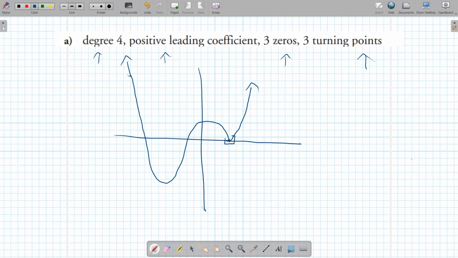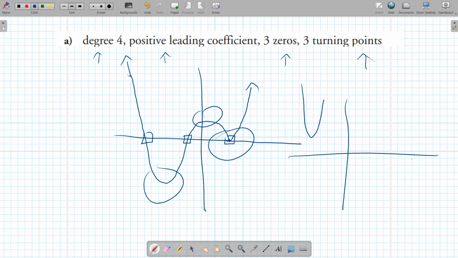Now it has 1 zero, 2 zeros, 3 zeros, and also 3 turning points. So that's the trick. Okay, quartic. Just because it's a degree 4 doesn't mean it has to have 4 zeros. It could have 4, but it could also have none. Or it could have 1, right?